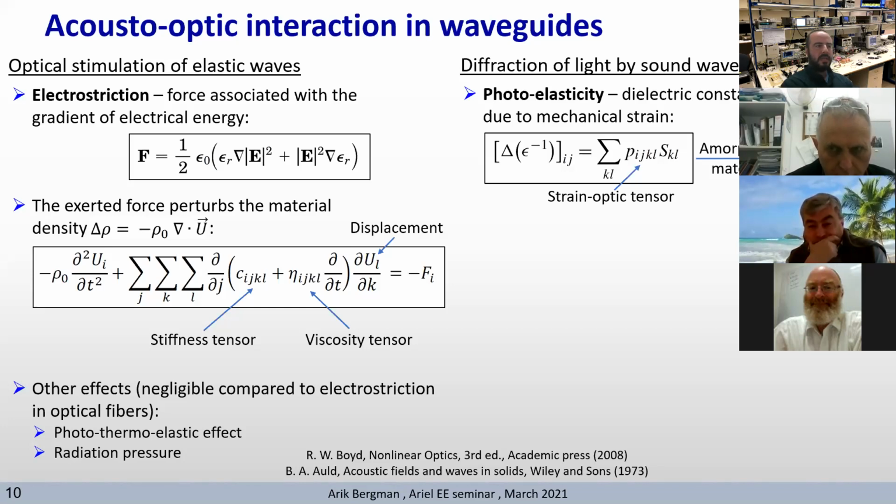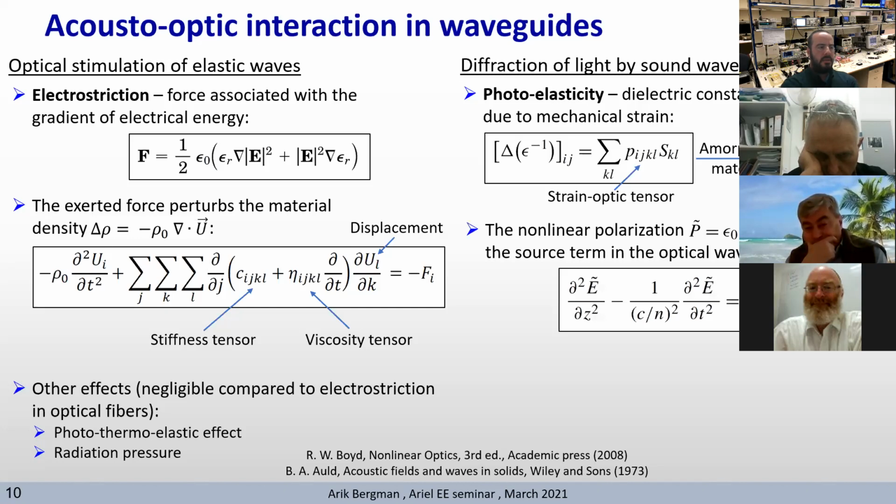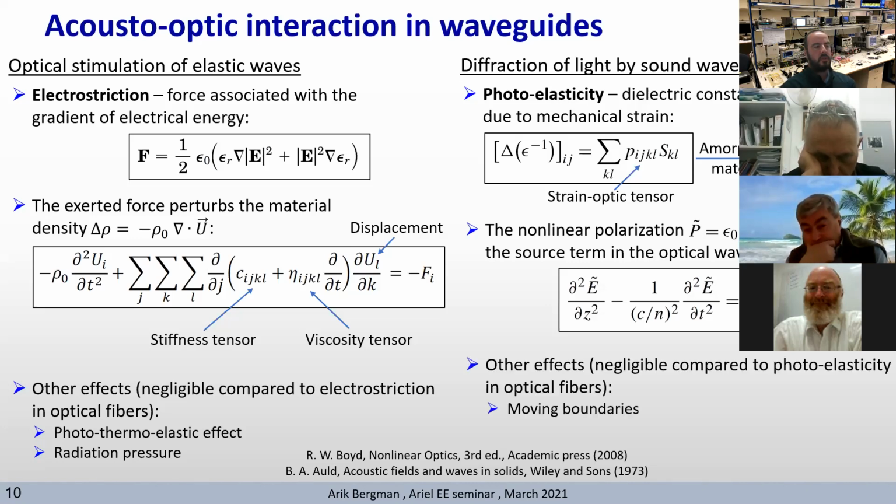A complementary effect to optical stimulation of elastic waves is the diffraction of light by sound waves. The dominant physical mechanism in optical fibers is photoelasticity. Through photoelasticity, the mechanical strain induces perturbation in the dielectric constant of the medium. For the case of amorphous materials, such as silica, this tensor equation reduces to a simple proportionality relation, which is captured by the constant gamma E. This additional nonlinear polarization drives the optical wave equation as long as phase matching conditions, which we'll shortly explore, are satisfied. The effect of moving boundaries associated with radiation pressure is also negligible in fiber geometries.